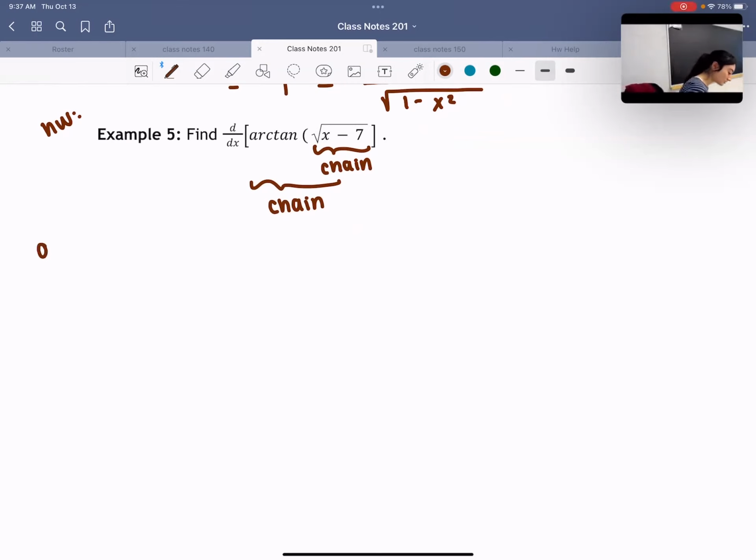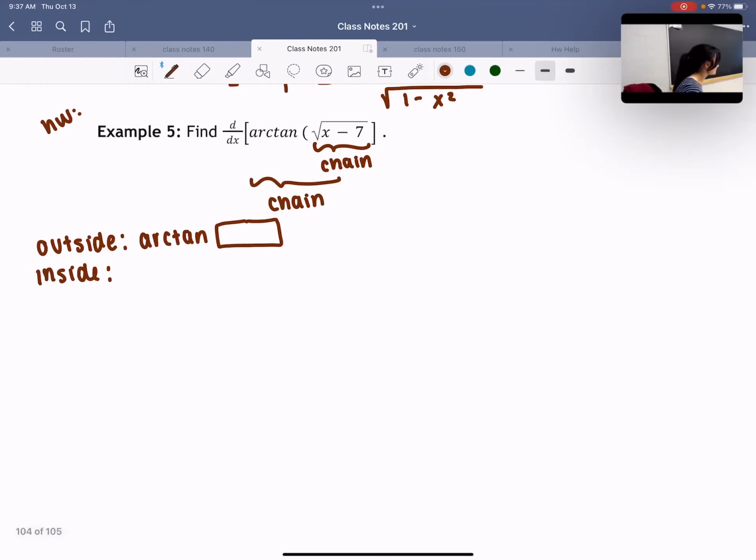Looking at the arctan function, what is the outside function? Let me start with the outside first. What's the outside function? Arctan, good, of my box here. And what's my inside function? Yeah, square root of x minus 7.